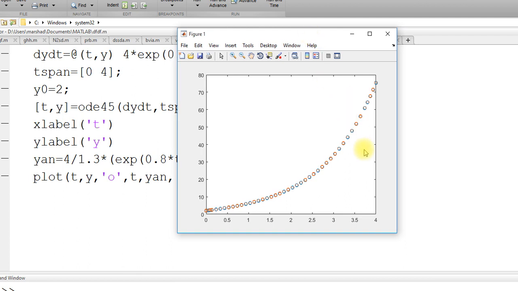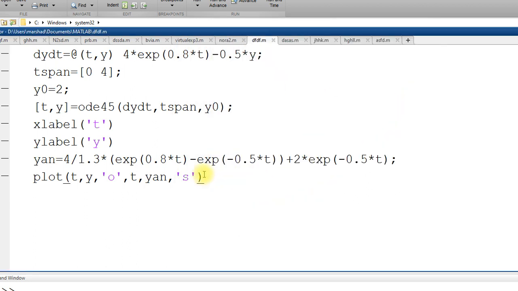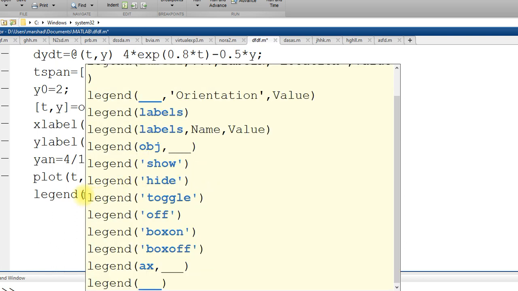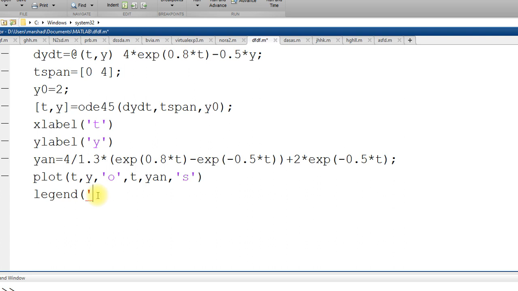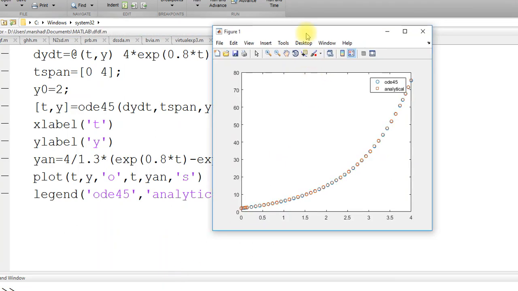You can see all are on the same points. It means that the analytical solution is the same as the numerical. If you want, you can add the legend. The first one is numerical, solved by which method? ODE45. So I can say ODE45, this is the solver I used, and the second one is analytical. You can write it in full. Let me run it and you can see, yes, ODE45 and analytical.